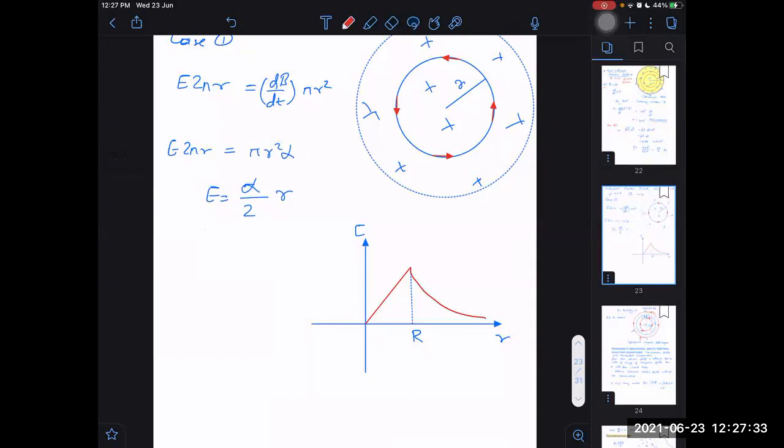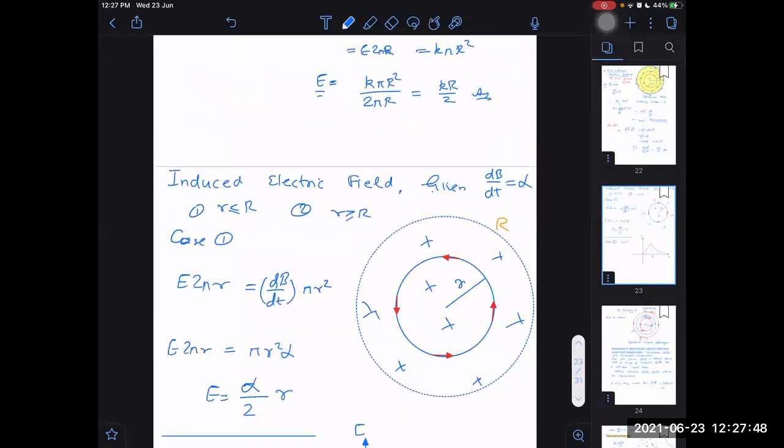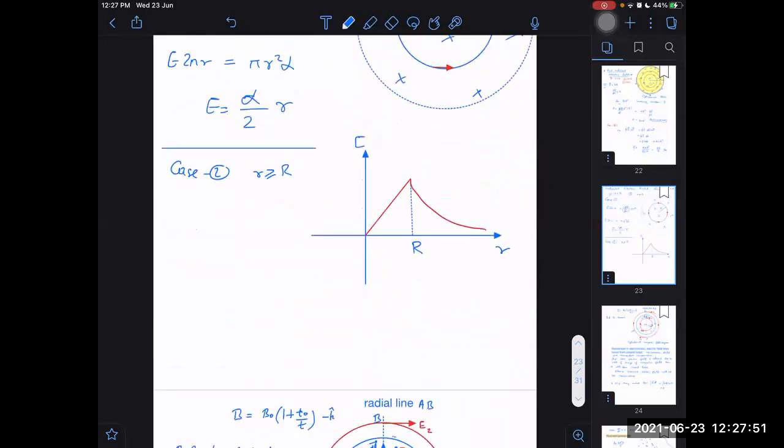Second part now, case 2: r greater than R. It was less than or equal to R, now it is greater than or equal to R. For equal to, both are valid. E into 2 pi r is equal to dB/dt into pi R square, that is, alpha into pi capital R square.